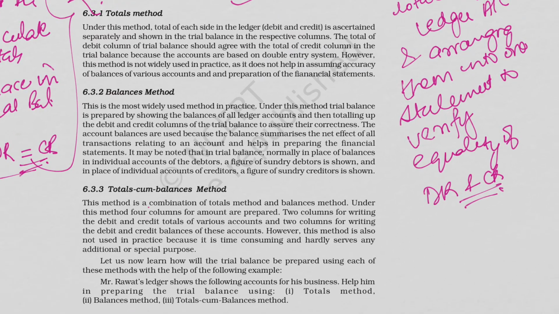So the totals method. Under this method, basically, we take the total of the debit side of each ledger account and the total of the credit side of each ledger account. Then we write those totals in the trial balance. So instead of writing the balances, we write the total amount.